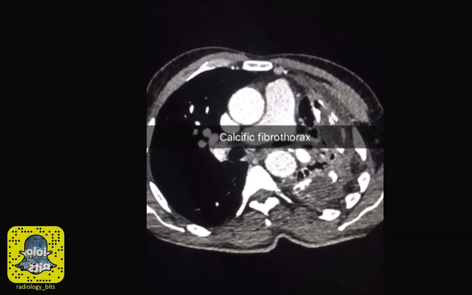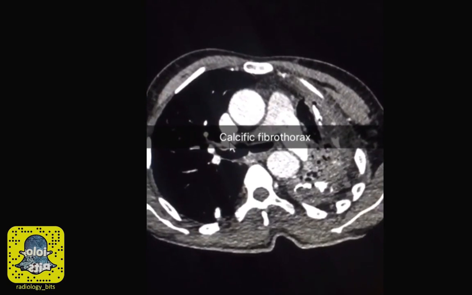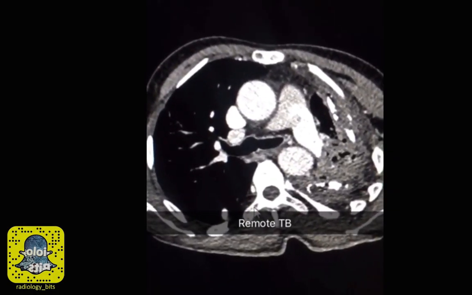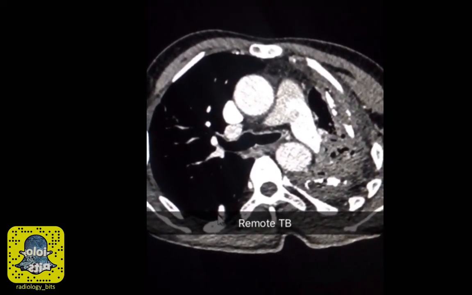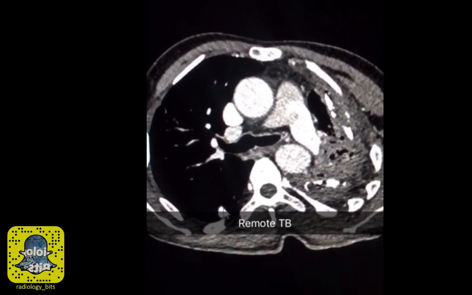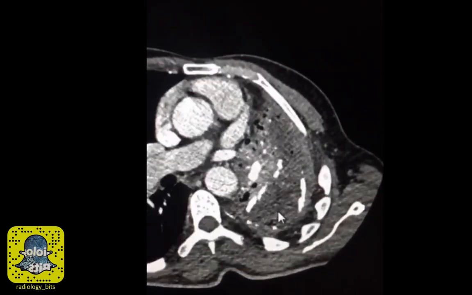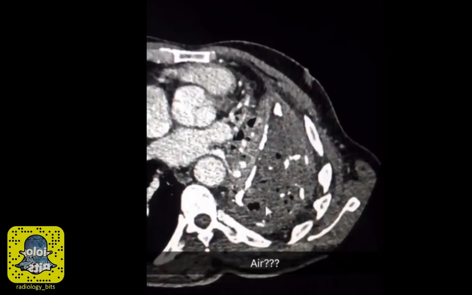A calcific fibrothorax is a result of a previous insult, commonly a previous granulomatous infection. The commonest reason to see a calcified fibrothorax is tuberculous infection, and here you have evidence of that in the form of a calcified granuloma. Now that we cleared that out of the way, let's look at the fluid collection within the pleura here.